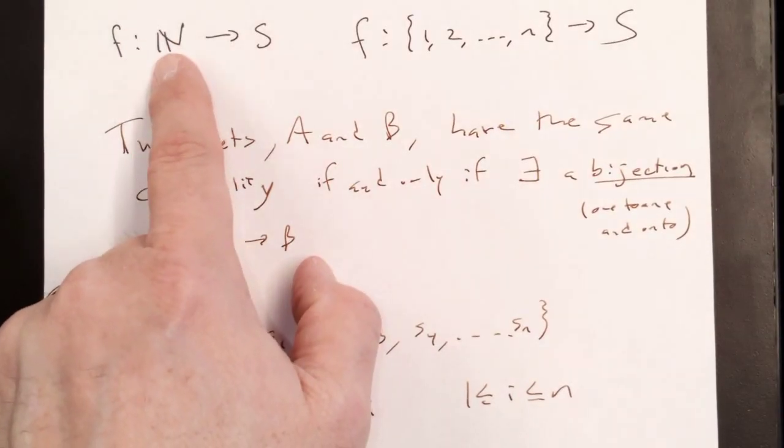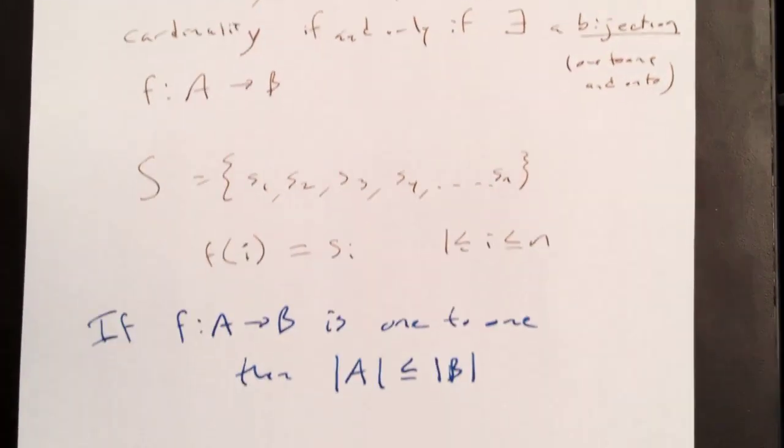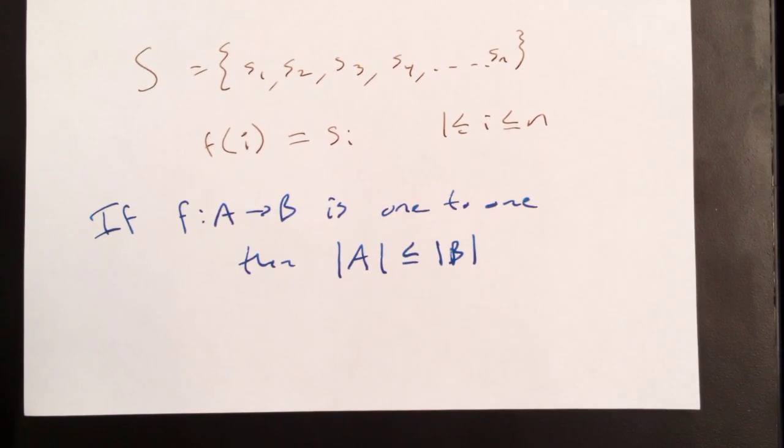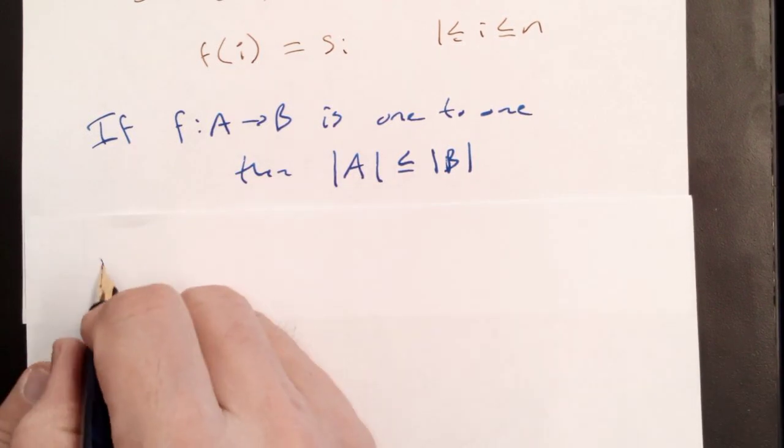I'm still bugged by this. That's infinite. Because there's no n that makes it to the last natural number. But I like to think of the natural numbers as the counting numbers. So I'm counting things.